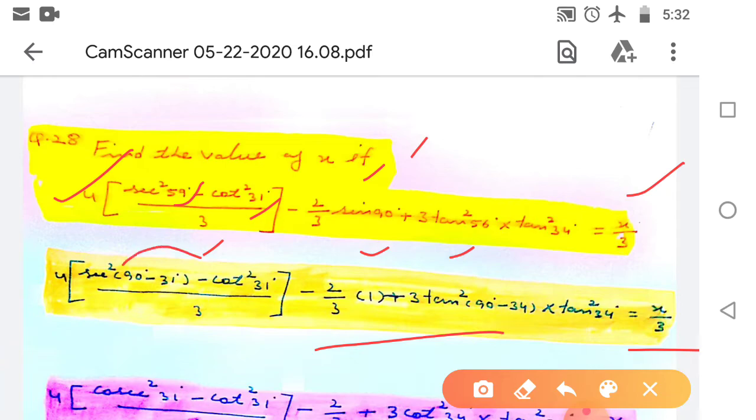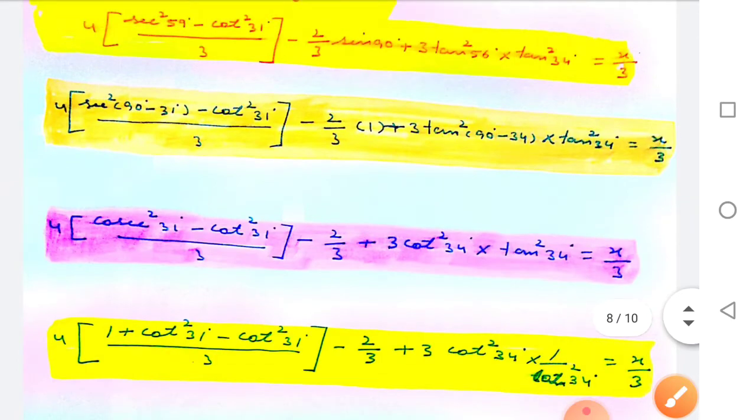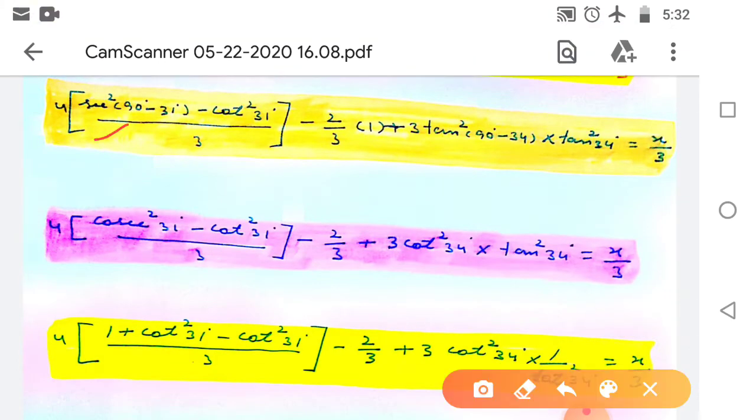Instead of writing 59 we write 90 minus 31, this 31 is as it is, no need to change. Sin 90 value is 1, and this is 56, so we write this 56 in terms of 90, that is 90 minus 34, and this is 34. This is already 34 here, no need to change anything. Clear? Look here, it becomes sec square 90 minus theta is cosec square theta, that is cosec square 31. Here is cot square 31, that is 2 by 3, and tan 90 minus theta is cot theta. So here tan square 90 minus theta is cot square theta, that is cot square 34. Here it is tan square 34 is equal to x by 3.